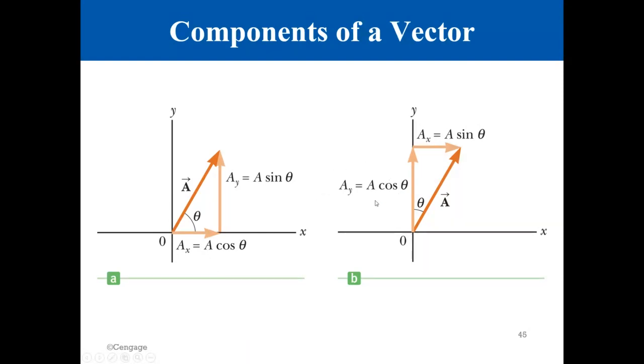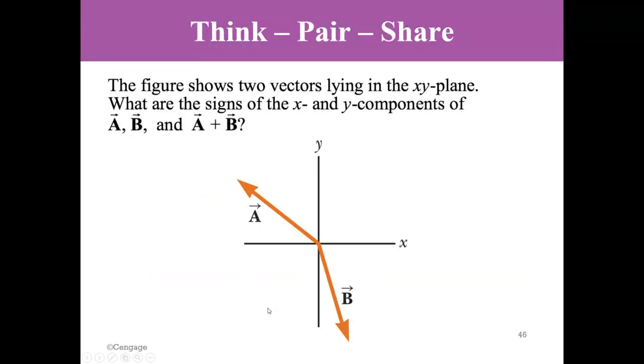This is just to tell us that Ax is A cosine theta when theta is taken between the vector and the x-axis. But if you take theta between the y-axis and the vector, then Ax is A sine theta and Ay is A cosine theta. So you need to be aware of this. When we say Ax is A cosine theta, this is if theta is between the x-axis and the vector. Keep this in mind when you decompose vectors.